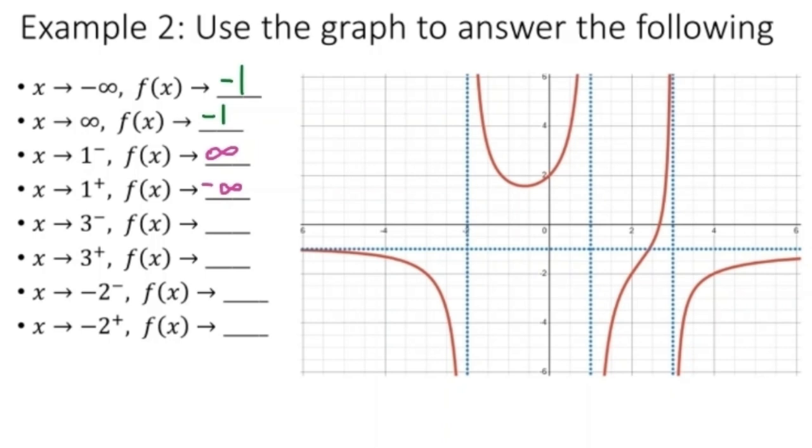Now we'll take a look as x approaches 3 from the left, f of x approaches blank. The line x equals 3 is the dotted line that I'm putting the orange mark on. Since I'm approaching 3 from the left, I want to start at a point close to x equals 3 on my graph, say here, and then trace my graph until I get closer and closer to the dotted line.